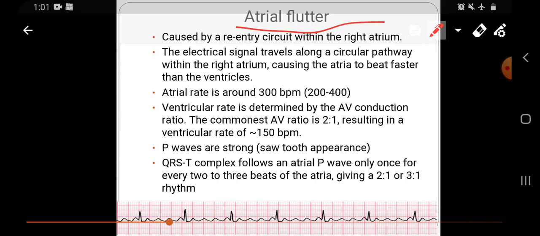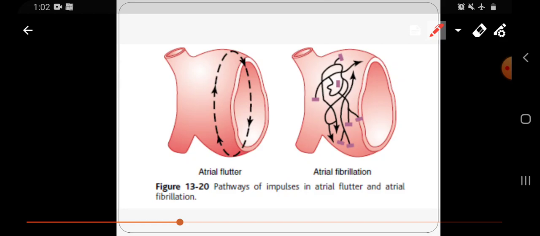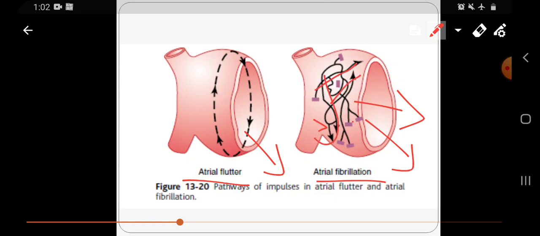Atrial flutter is also a re-entry phenomenon, resulting from the re-entry process, but the re-entry that happens in atrial flutter is a little different from what happens in atrial fibrillation. Here the re-entry signal is the same signal and it goes over and over in a circular pathway. Let me show you here. These are the atria. This is the atria in case of atrial fibrillation and this is the atria in case of atrial flutter. In atrial fibrillation you can see that we have many signals going in different directions, exciting different parts of the atria at different times, leading to atrial fibrillation.